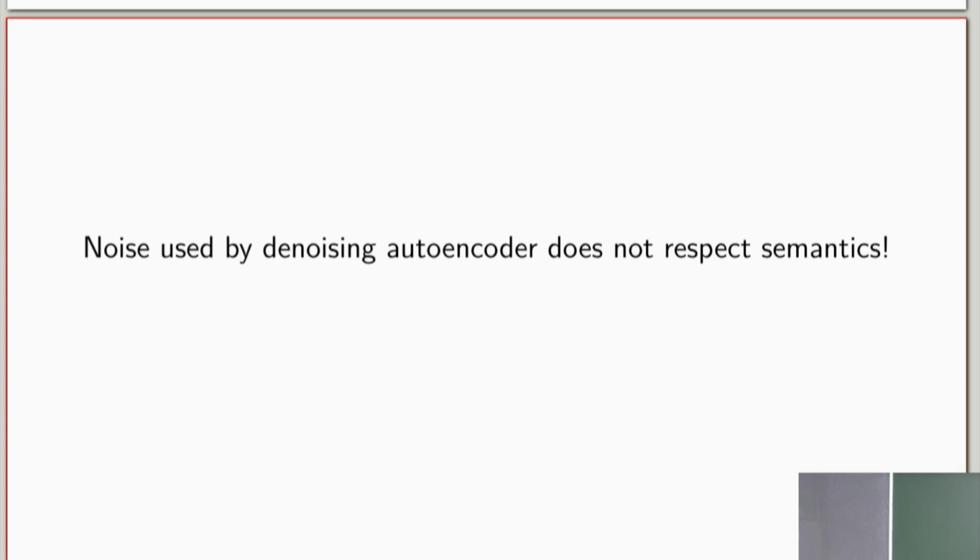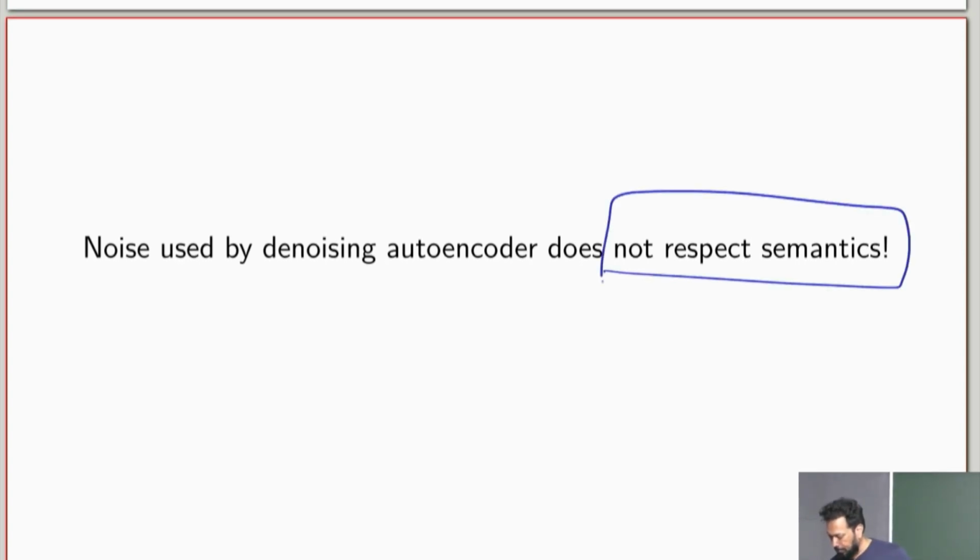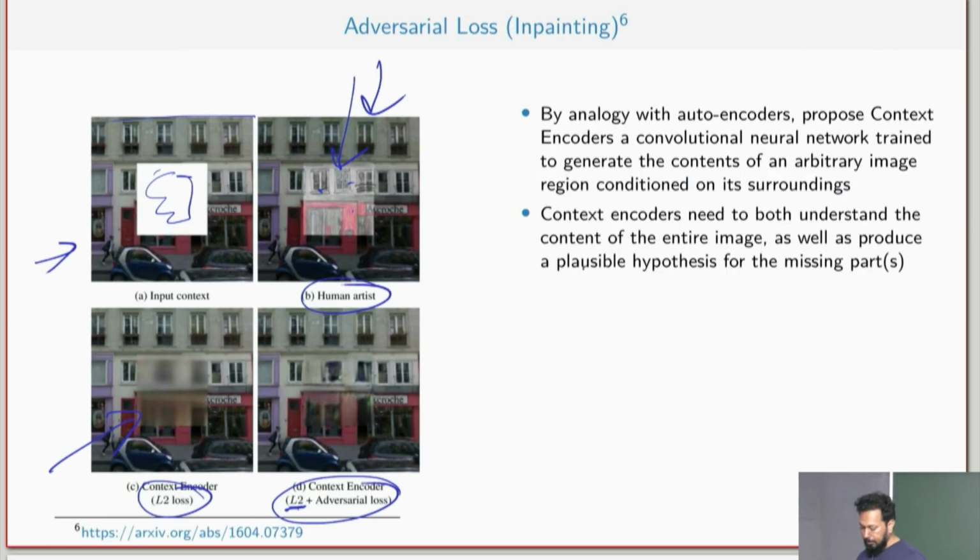So one possibility is, as I said, denoising autoencoder. But the problem with denoising autoencoder in inpainting is that it does not respect the semantics, in the sense that it will give us blurry results. This is exactly because they are only using L2 loss.